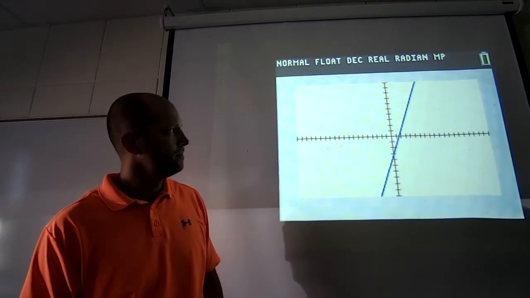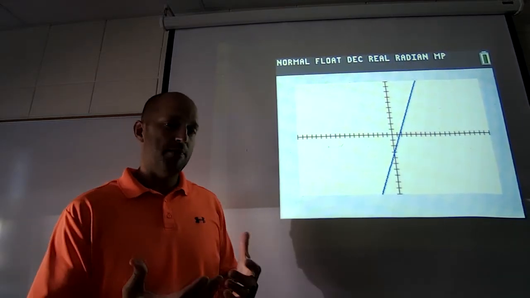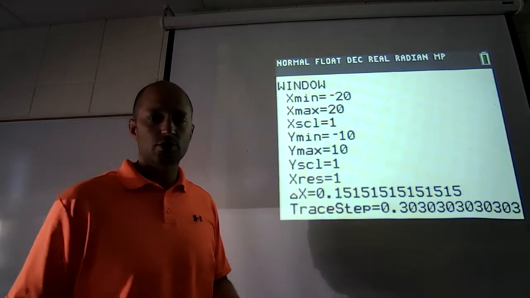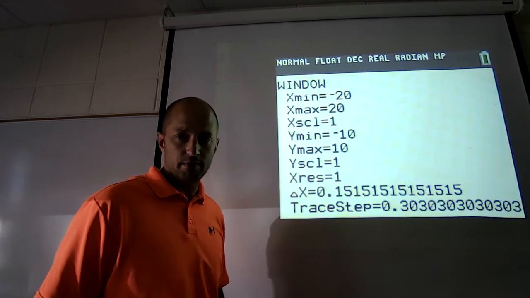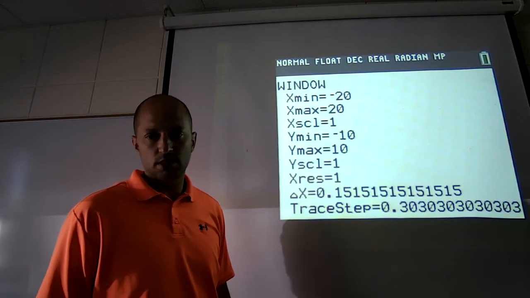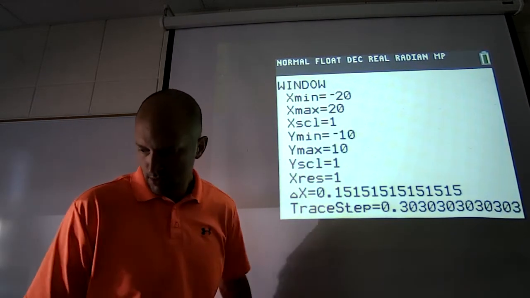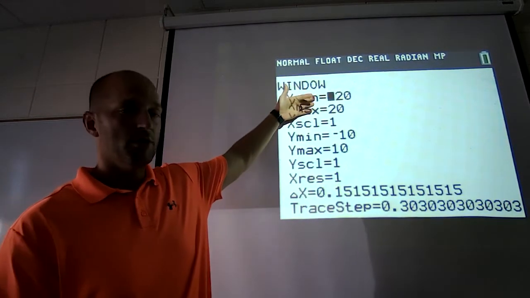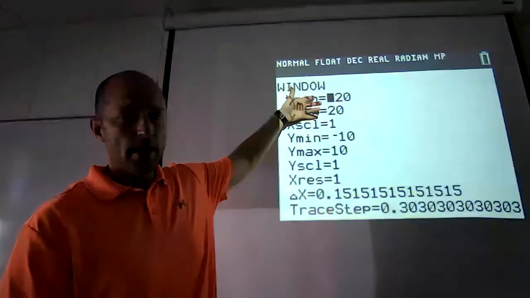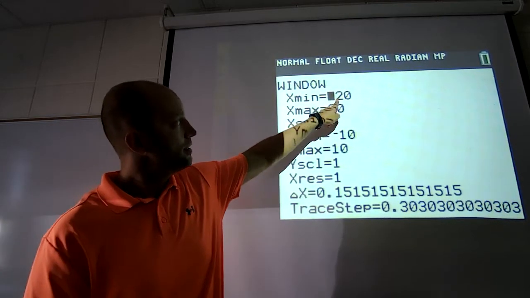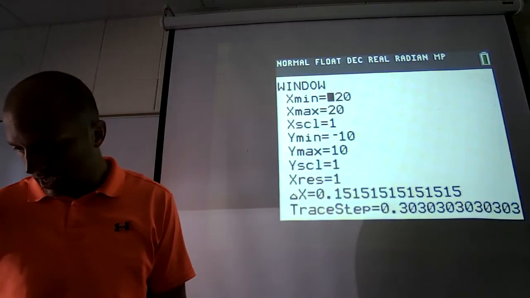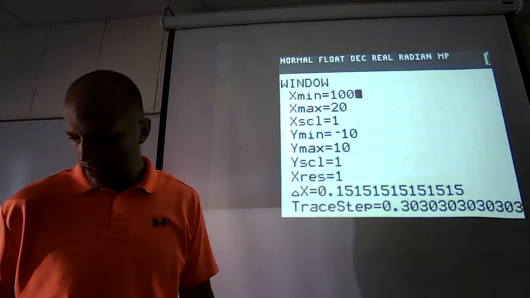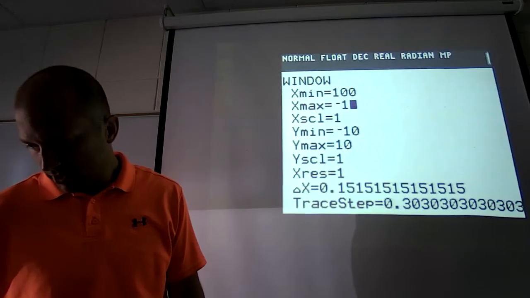Okay? Now, from time to time, you might want to use the window. Later, as we go through this course, I'll show you some of the other zooms like zoom fit and zoom standard and zoom trig and all that good stuff. But if you're using the window and you make a mistake, sometimes people will type in, I'm going to do X min as positive 100, and then the X max is negative 100.